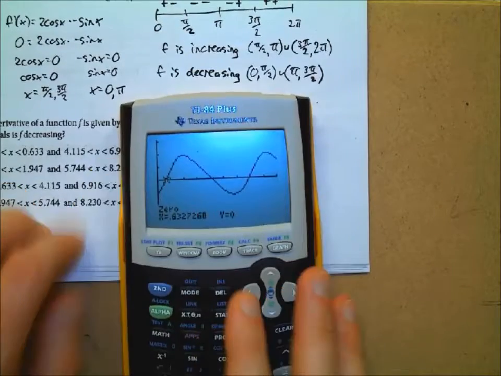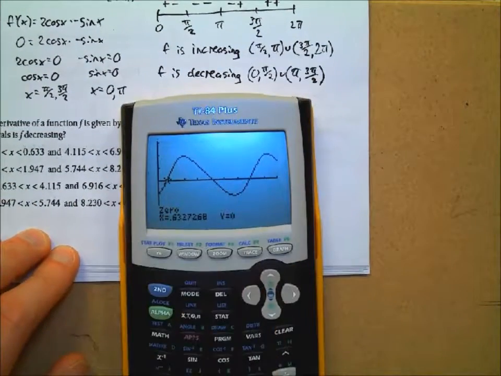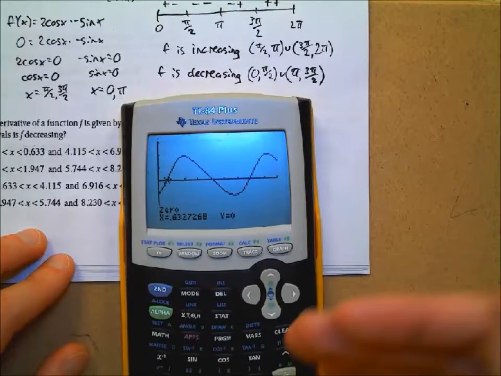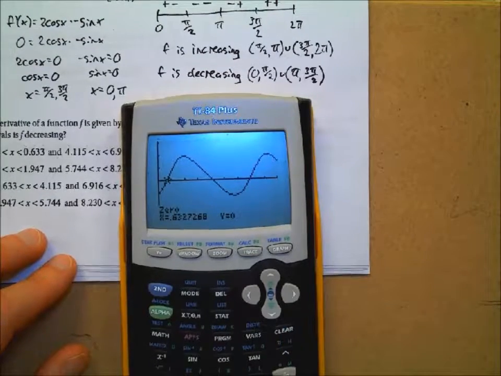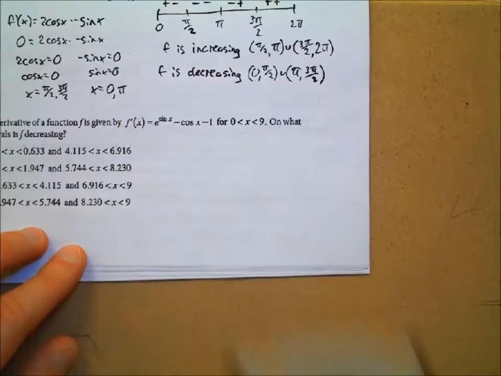Okay? So again, this is the graph of f prime. So we want to look at when f prime is negative. That means when the graph of f prime is below the x-axis, to determine then when the original function is going to be decreasing. So that interval.